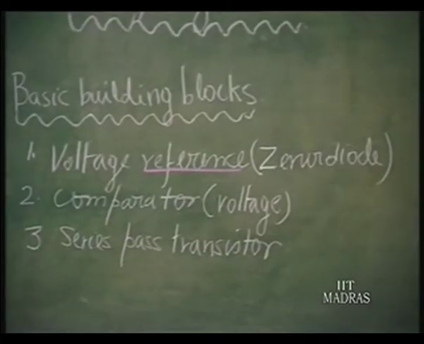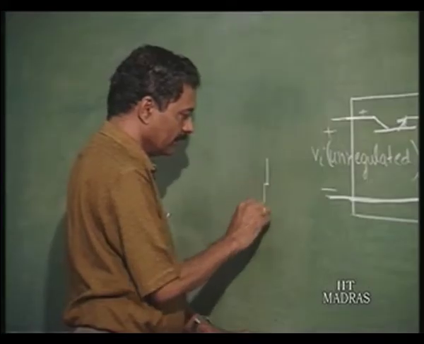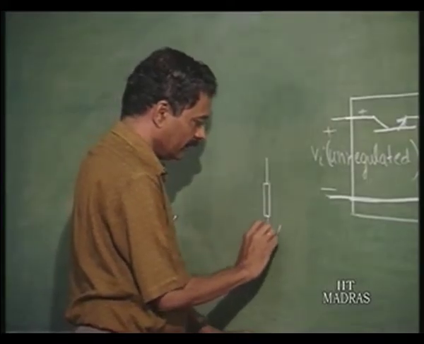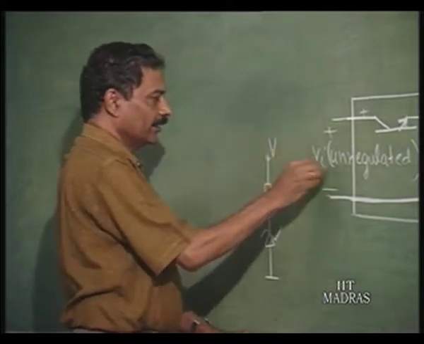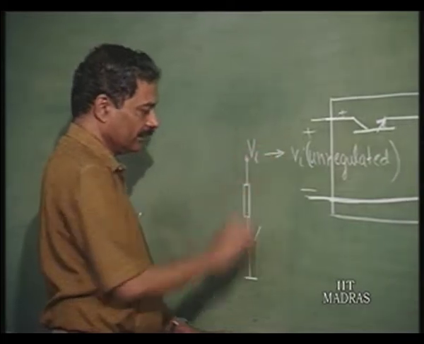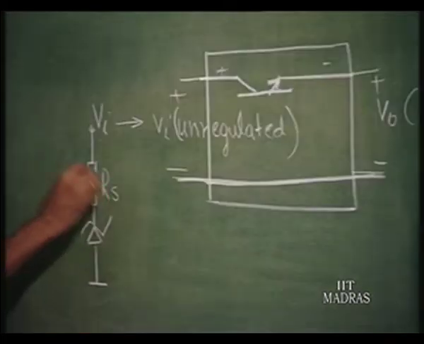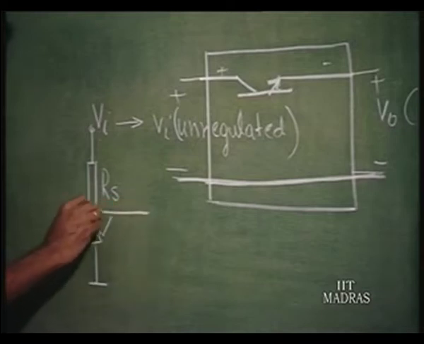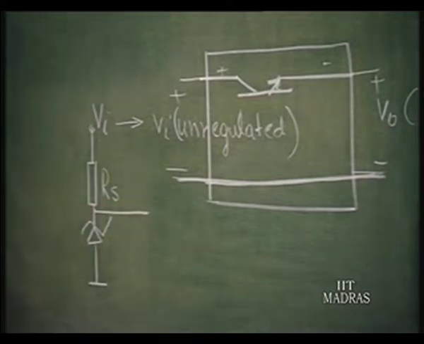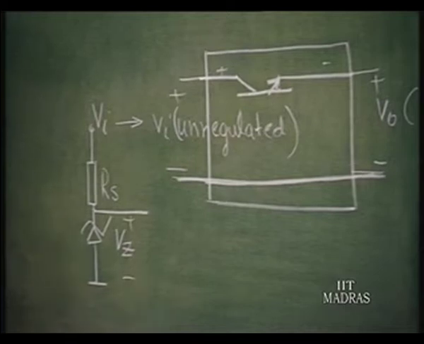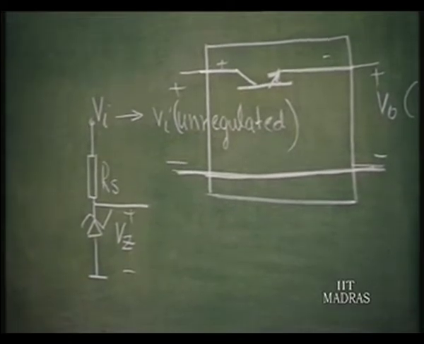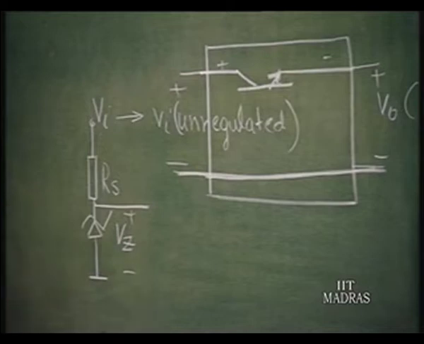So, we know about Zener diodes, we have discussed this earlier in the first part of the course. If a Zener diode gets, let us say, this V I unregulated voltage, and I put a current limiting resistance here, so that the current in the Zener is above the knee value, but below the maximum value, then the voltage across the Zener is a constant V Z, depending upon the requirement. I can select whatever V Z I want.